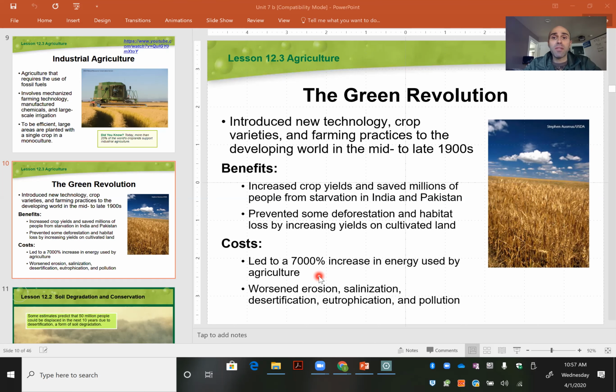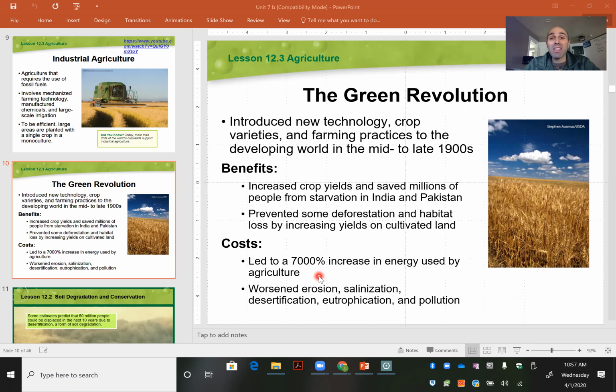It prevented some deforestation and habitat loss by increasing yields on cultivated land, land that was already used. We didn't need to go in and deforest and clear cut other lands to use them as growth because we were raising our yields on land that we already had. And then finally, the bad part, the costs.